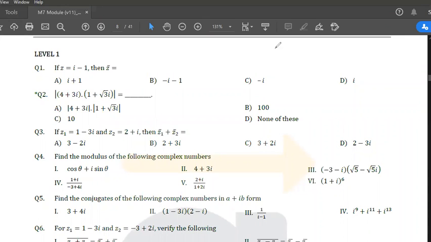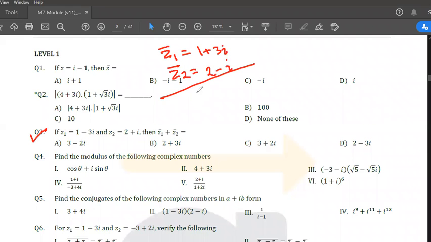ठीक है ना? क्वेश्चन नंबर 3 देखो, 3 दो मेथड है ना? So Z1 is this. Z1 bar क्या होगा? बताओ, what is Z1 bar? If Z1 is equal to 1 minus 3i, what is Z1 bar? Yes, very good. 1 plus 3i. And what is Z2 bar? Z2 is 2 plus i. So what is Z2 bar? 2 minus i. Very good.